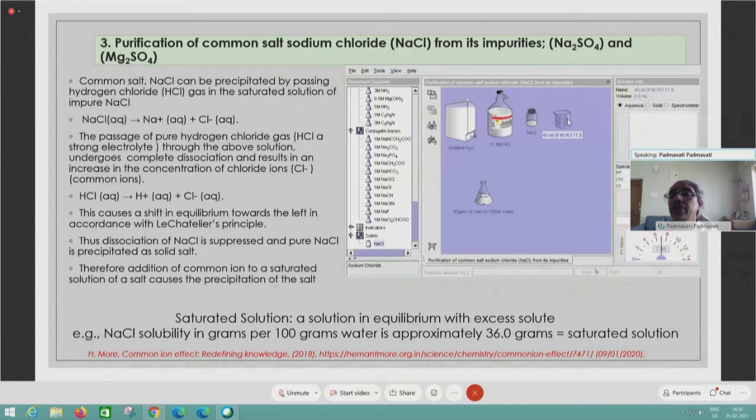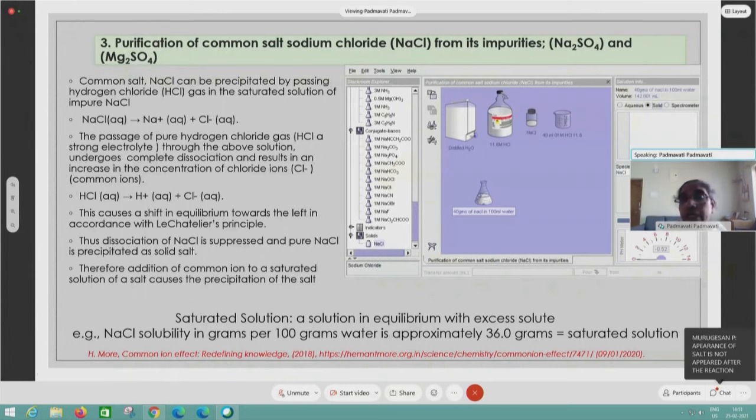And what would happen when you are clicking on it? If you click on, say, one beaker, it gives the details of that. So when you click on a particular flask, it gives the details related to the flask. So this is how one can purify common salt here. And then we learned only about sodium chloride.